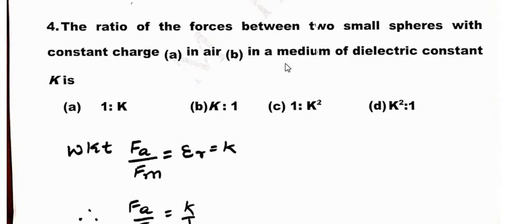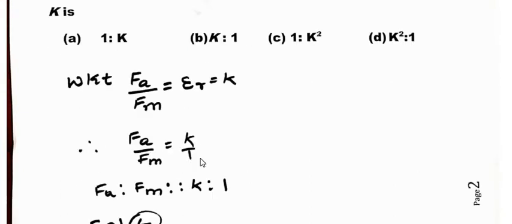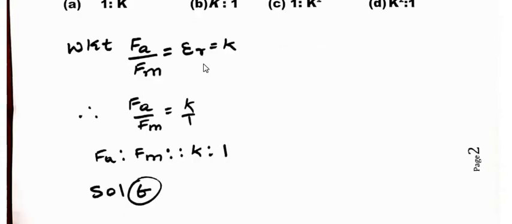So now the question is, what is the ratio of the force acting between the two charges in air to the medium? So Fa by Fm, we already know that it is equal to the relative permittivity epsilon r. In this case it is equal to K. So Fa by Fm is K by 1, or Fa is to Fm is K is to 1. So your answer should be solution B.